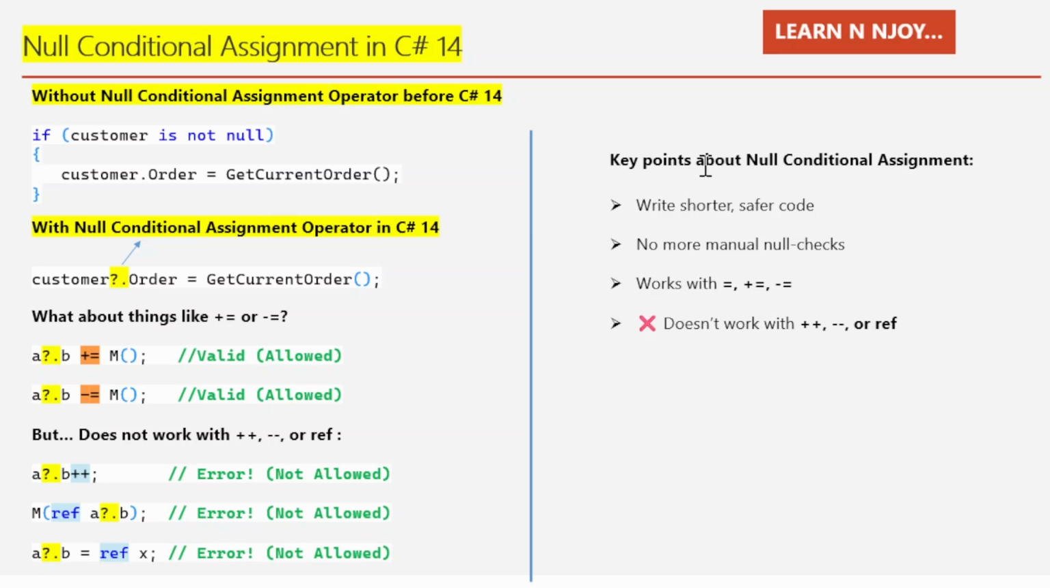Now let's discuss the key points about the null conditional assignment operator. Number one, it helps us write shorter and safer code, which we have already seen, right? No more manual null checks. Right now here we are not checking if customer is not null. Instead of that, we have started using the null conditional assignment operator at the left hand side, and it will take care of the null checks. Then it works with the assignment operator and compound assignment operators like plus equal, minus equal, right? But it's very important to know it doesn't work with plus plus, minus minus or the ref keyword. Okay, so now let's switch to Visual Studio and see all these things in action.